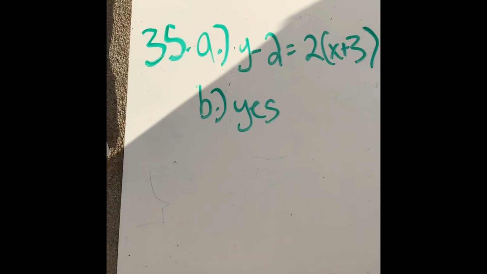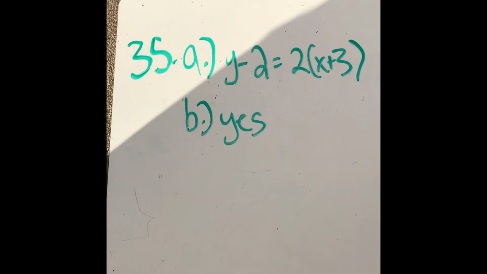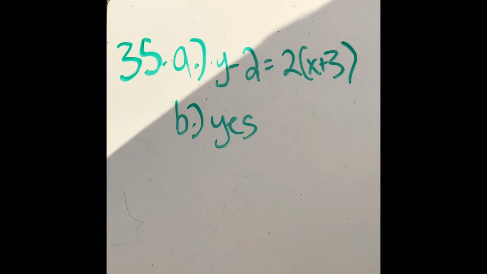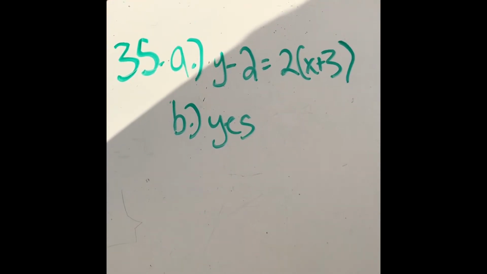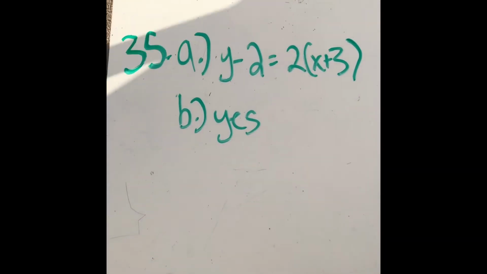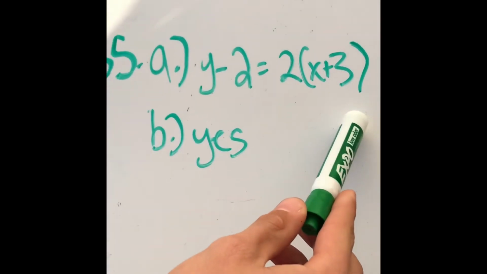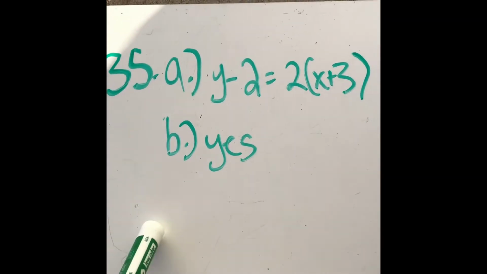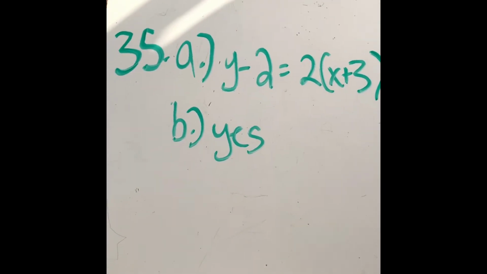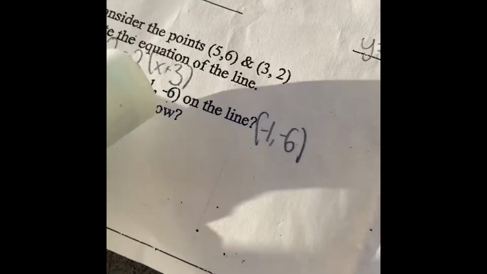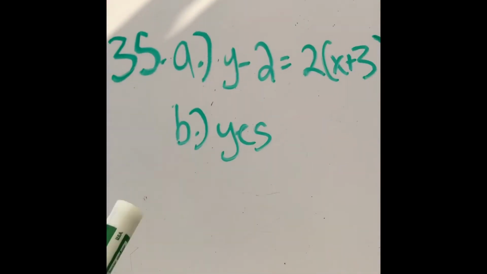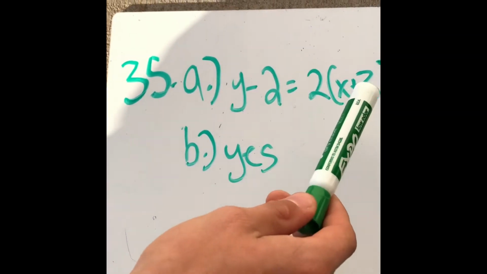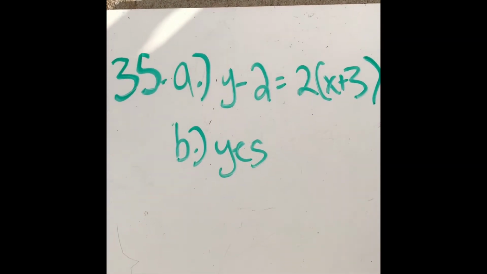So for number 35 for A, we got y minus 2 equals 2 times x plus 3. And we got that because we had 2 points that it could go through, here, (5, 6) and (3, 2). So we just put them in and found the equation that would go through both lines. And for B, we got yes, the point (-1, -6) is on it, and we just put the numbers in for y and the numbers in for x, and we solved it, and they were equal.